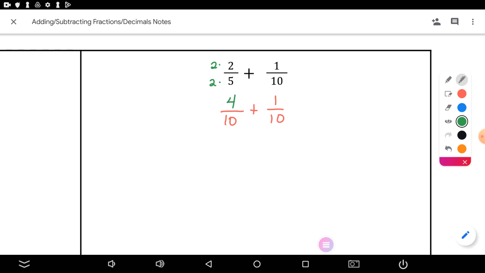Now that the denominators are the same, how do I add two fractions that are already comparable? You just take 4 plus 1. Okay, what is 4 plus 1? 5. What's my denominator? 10. What should you always ask yourself once you get an answer, Elise? Yeah, is this the best answer? When you're asking yourself that, you're looking for two different things. Who can tell me one thing? When I say, is this the best answer, what's one thing I'm looking for?